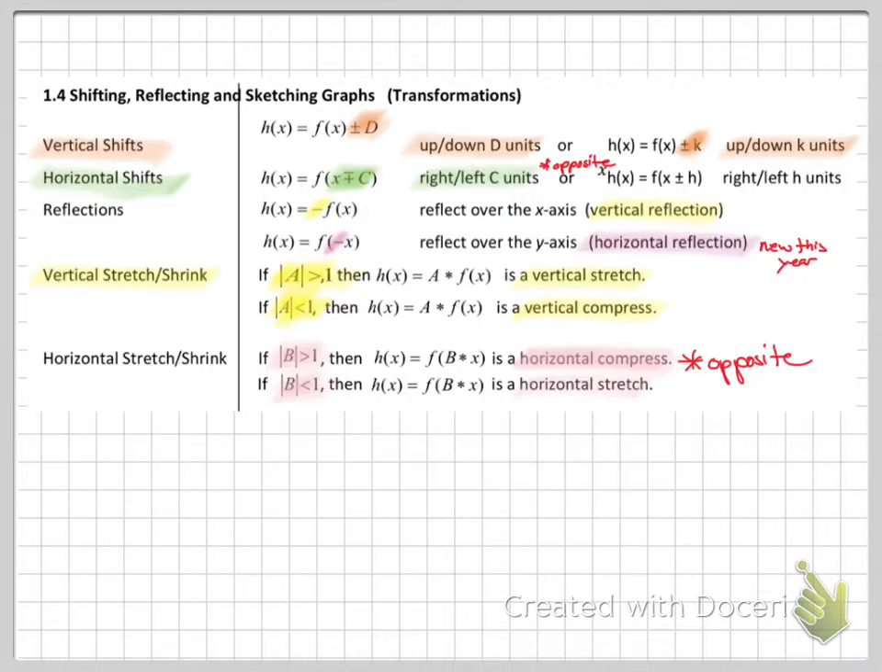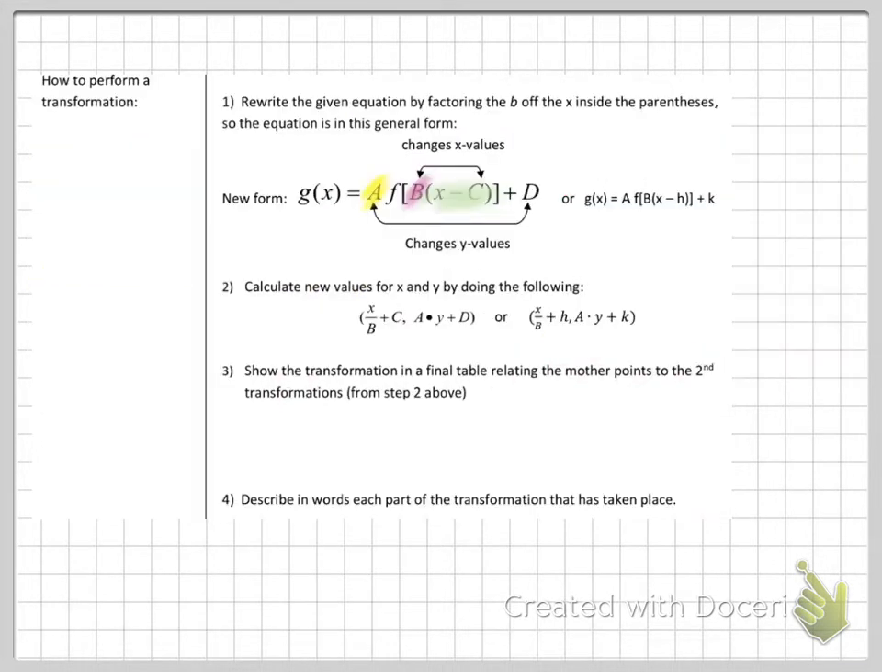Let's go back. Yeah, okay, good. D is orange. That moves it up or down. Remember that the 2 on the inside changed the x values and the 2 on the outside changed the y values. Also, be extra careful with these ones because it's always opposite what you think.